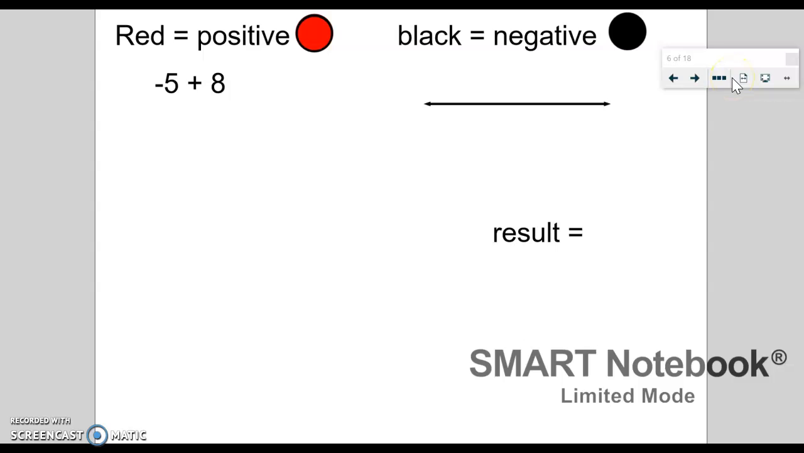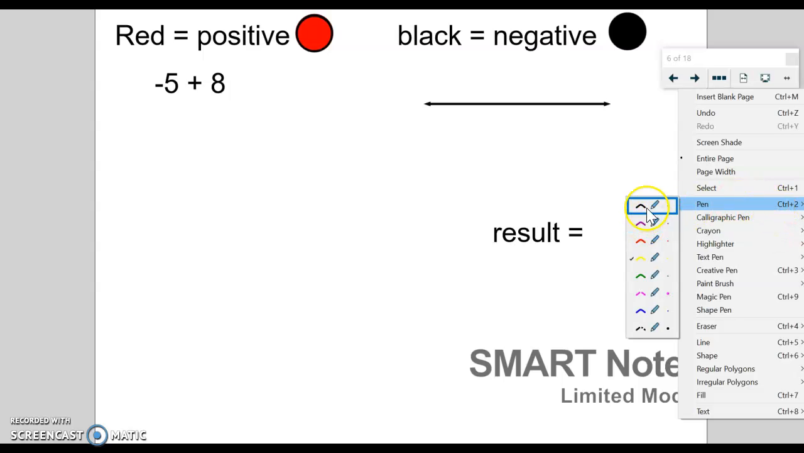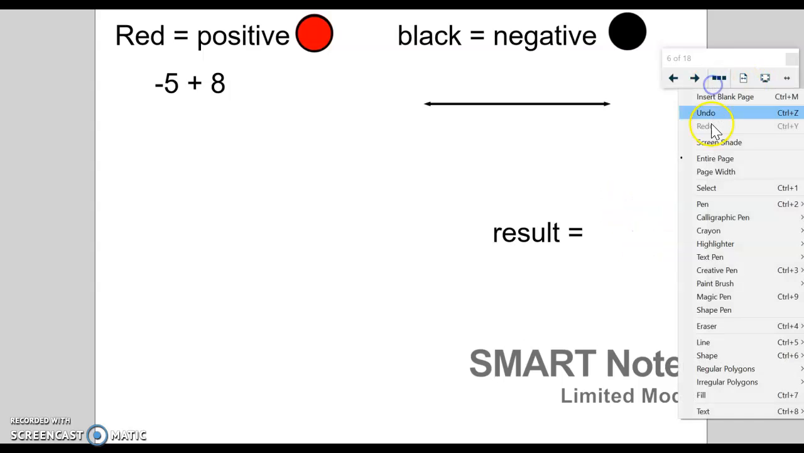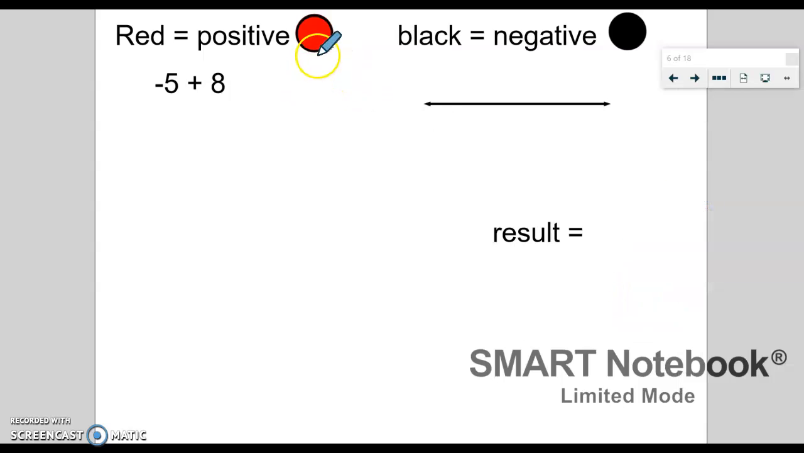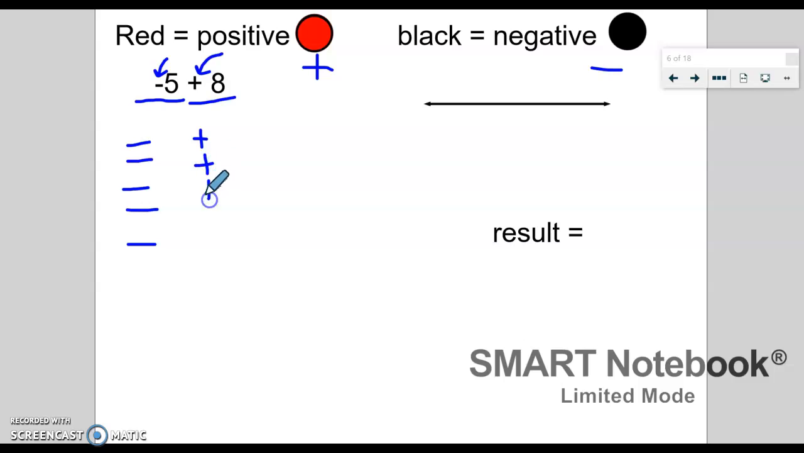So for another example, at home you might not have chips, so I'm going to use signs. If I were to do this at home, I would use the plus sign for positive and the minus sign for negative. So right here you have negative 5 plus 8. That negative 5 is a negative, so I'm going to do 5 negative signs. 1, 2, 3, 4, 5. And then this plus 8 is positive because of that plus sign, so I'm going to do 8 plus signs. 1, 2, 3, 4, 5, 6, 7, 8.